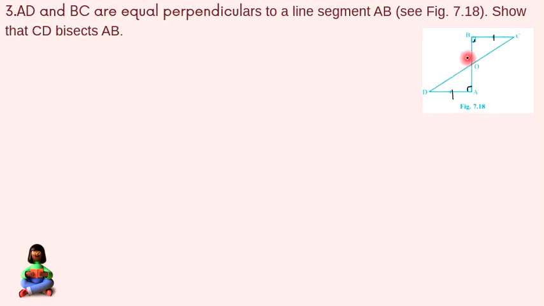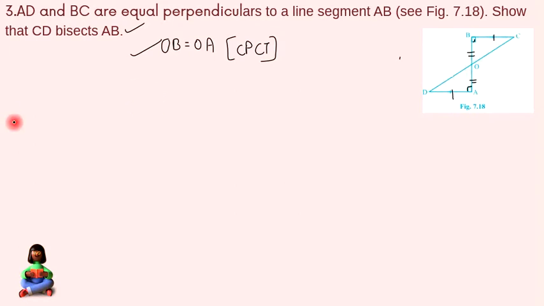We can prove it by proving OB is equal to OA. Then we can say that CD bisects AB. Now how will we prove OB is equal to OA? We can prove it by CPCT. If we show that triangles OAD and OBC are congruent, then we will be able to write OB is equal to OA by CPCT.